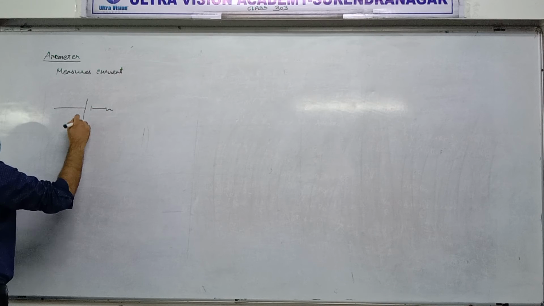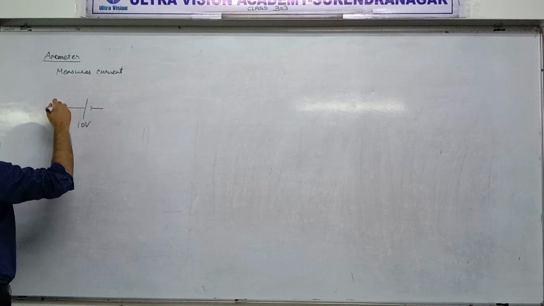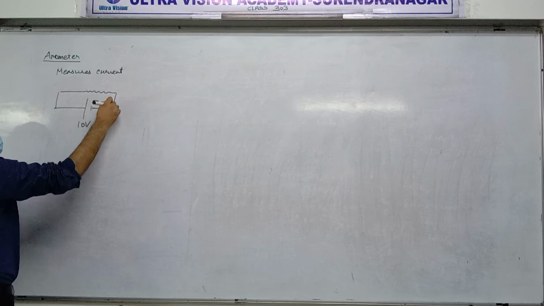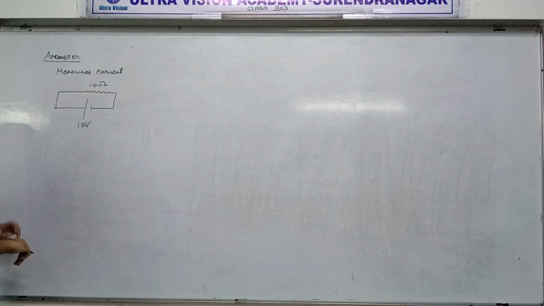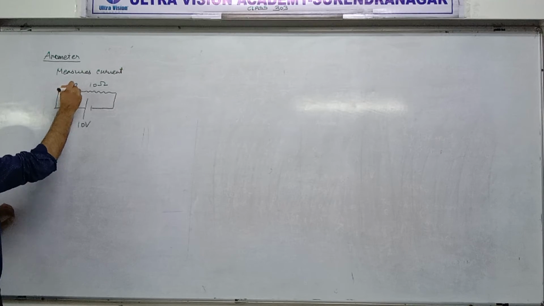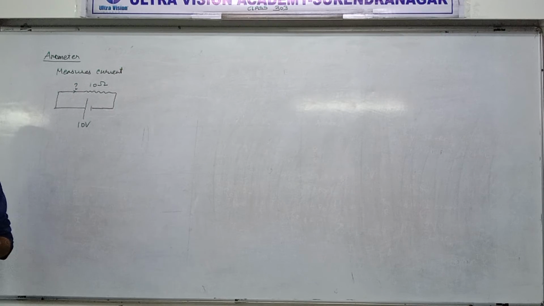Suppose here is a 10 volt battery without internal resistance. Suppose we take it as ideal. And this is a 10 ohm resistor. How much current will flow in that 10 ohm resistor? I am interested in knowing how much is the current here. Can you help me? Yes or no? Yes. So what will be the current?